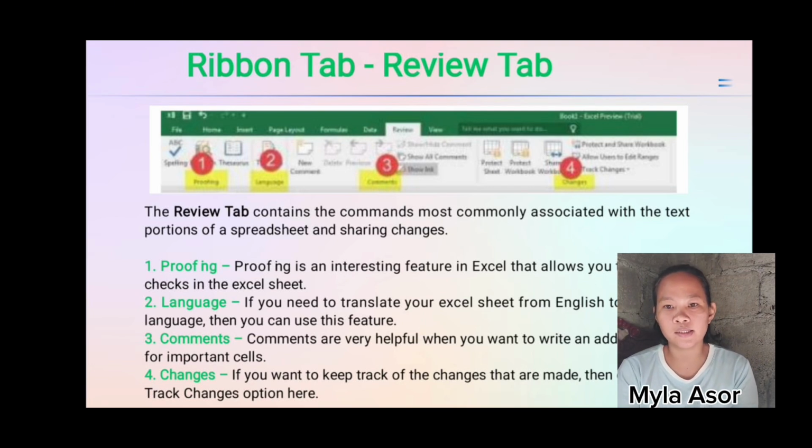So number 2 is Language. Translate text in your Excel sheets from one language to another. And number 3 is Comments. Add notes to cells to explain calculations or assumptions, provide context or clarification, and collaborate with others. And number 4 is Changes. If you want to keep track of the changes that you have made, then you can use the Track Changes option here.